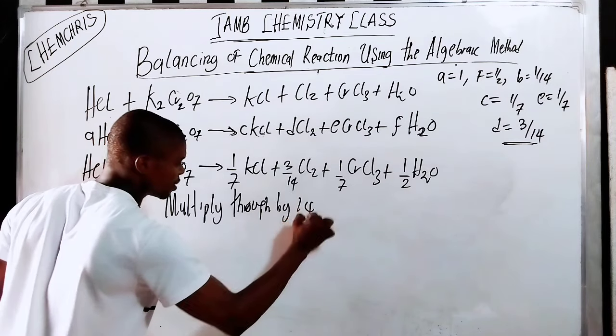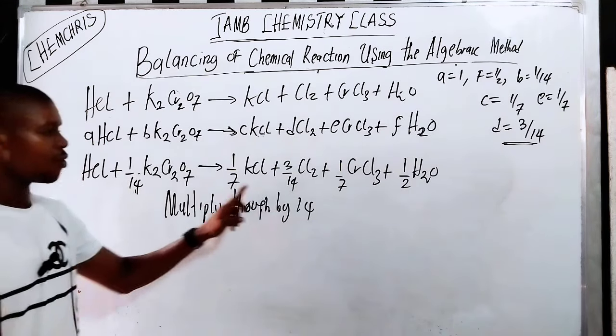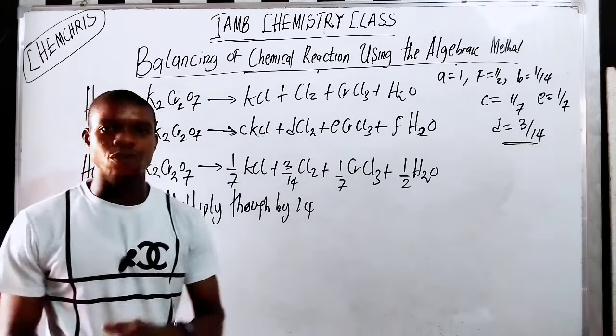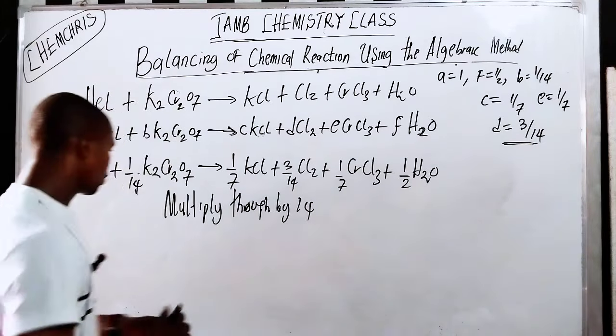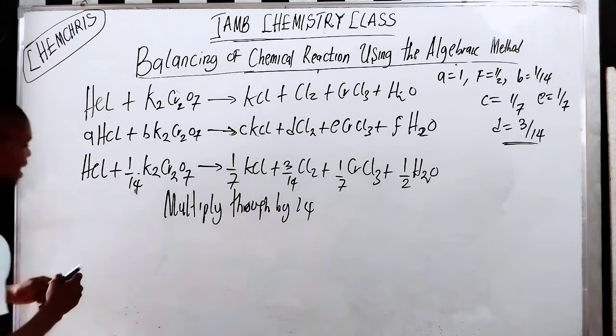Multiply through by what? 14. Now, why is the LCM 14? If you find the LCM of 14, 7, 14, 7, and 2, the LCM is 14. So you have to multiply through by the LCM. Now let's multiply. Remember, here is 1, right? 1 times 14 is 14.